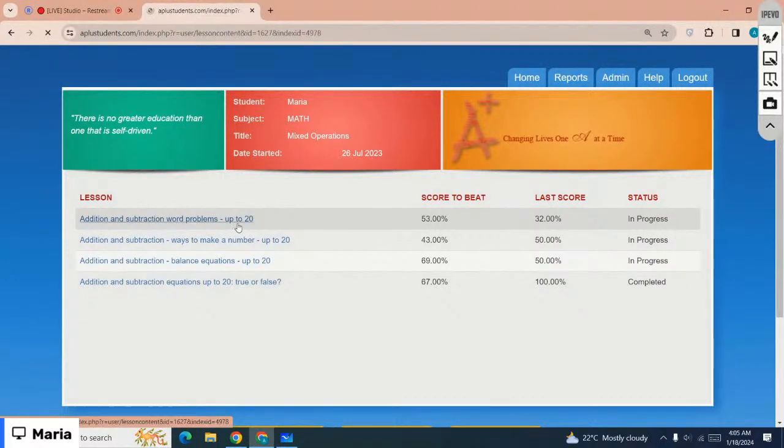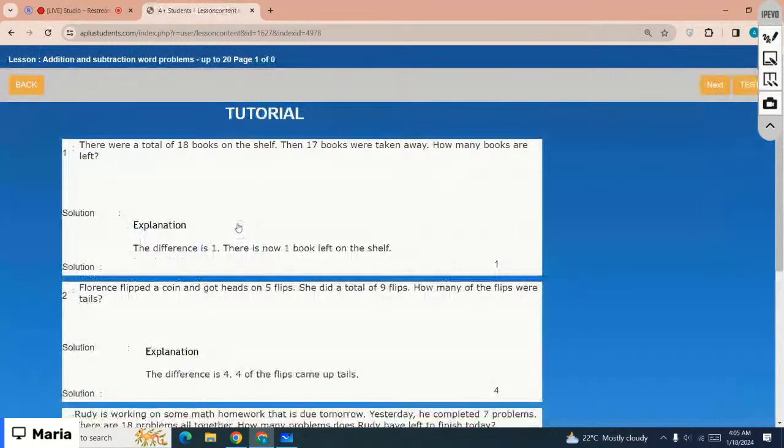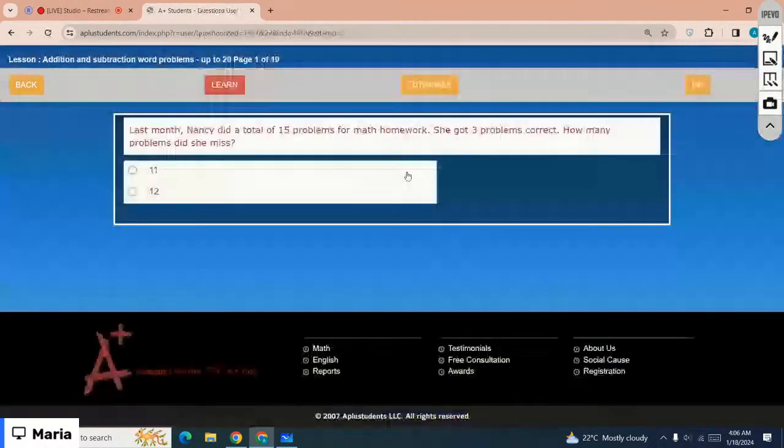Basically you're given the word problems. You have to either add or subtract them. Let's just start with the test question. Read the question carefully so that you can understand if you have to add or subtract them, right?